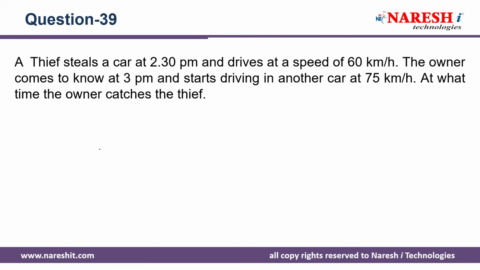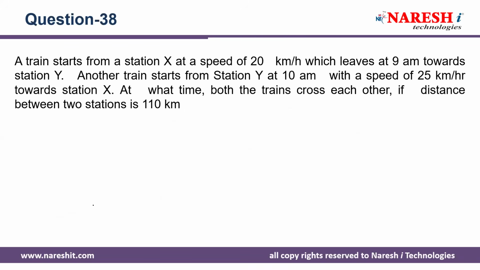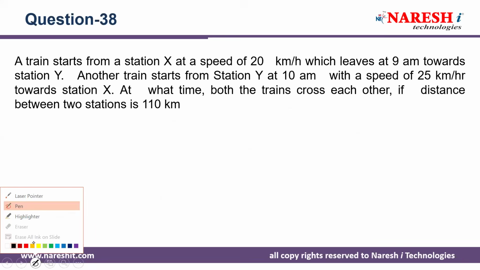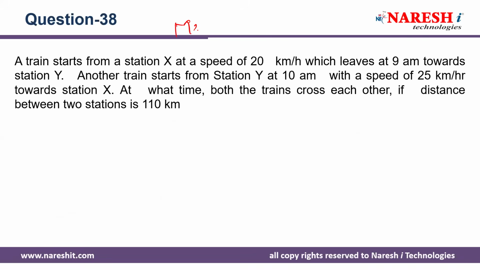Okay, questions 38 and 39 are a similar module. This module is called meeting time of two trains. One case is two trains traveling in opposite directions; another is two trains traveling in the same direction. If they travel in opposite directions, at what time will they meet? If two trains travel in the same direction, at what time will the faster train cross the slower train?